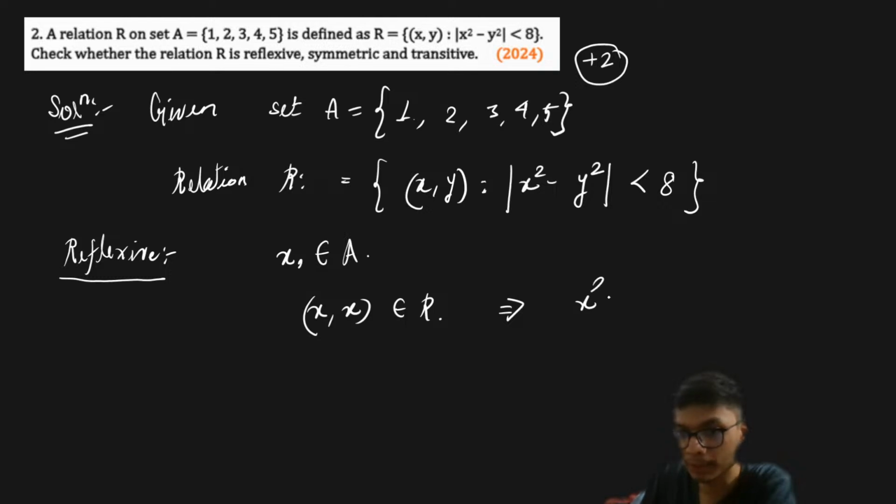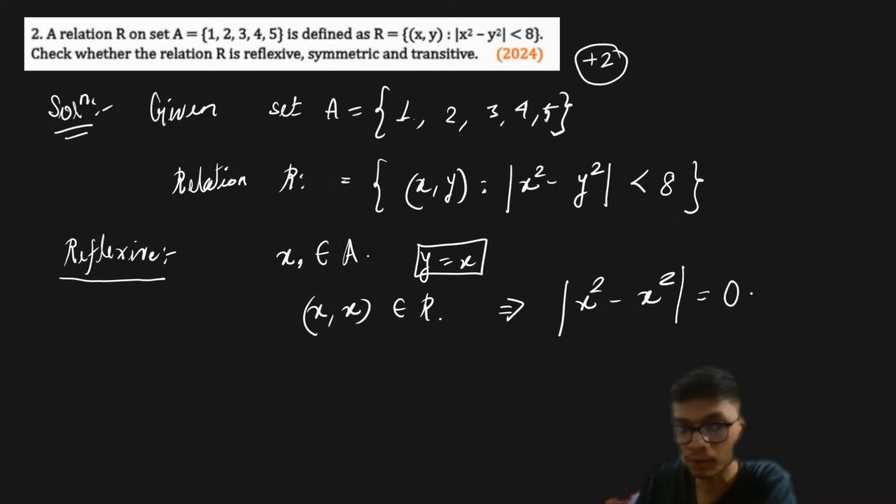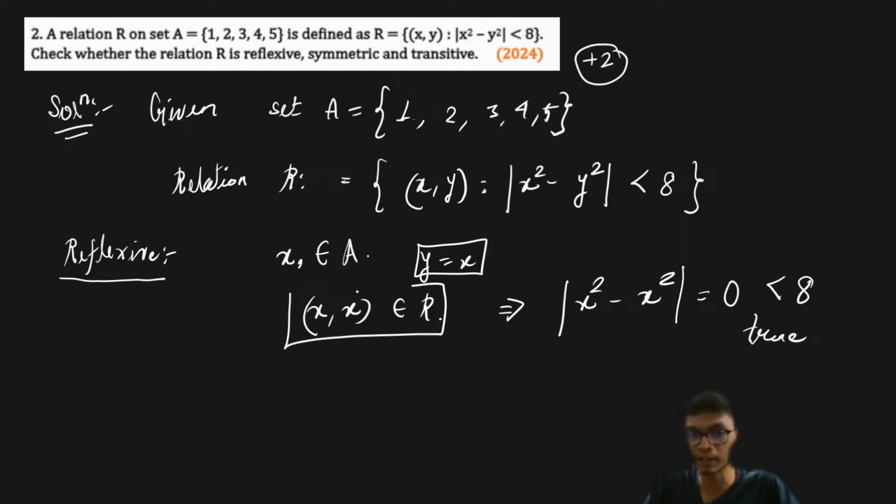If I put x square and in place of y, if I put x, is this belonging to the relation? So that is |x square minus y square|, which is equal to 0, and this is less than 8, right? Which is true. So therefore (x, x) belongs to the relation. So therefore it is a reflexive relation, right?